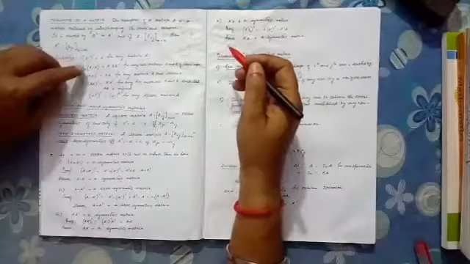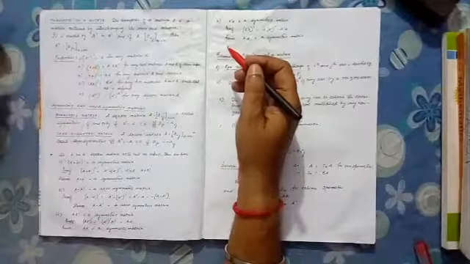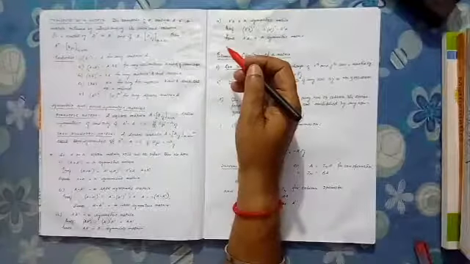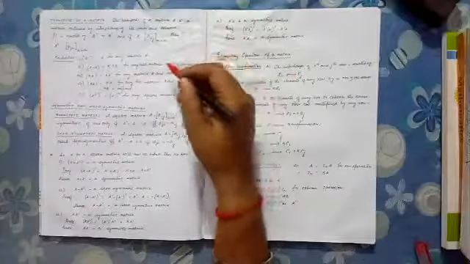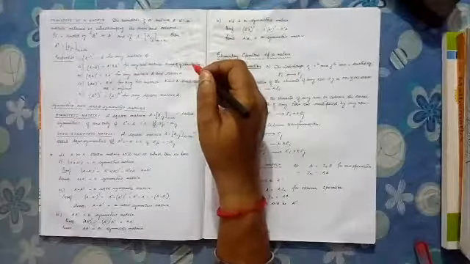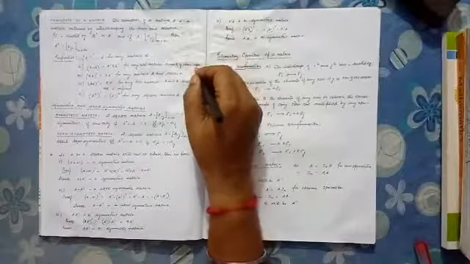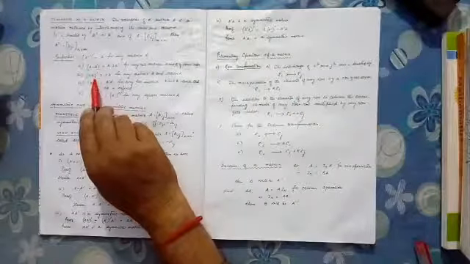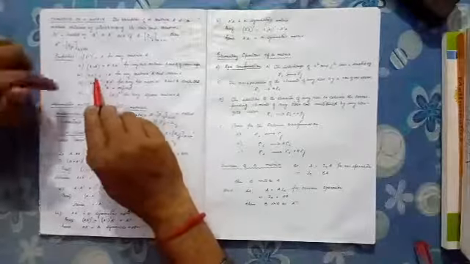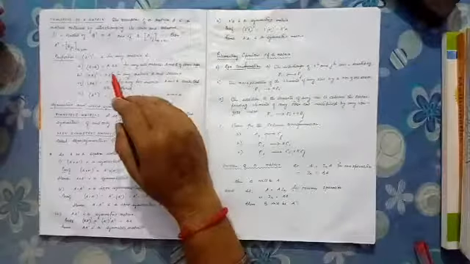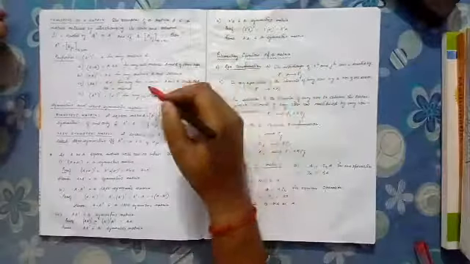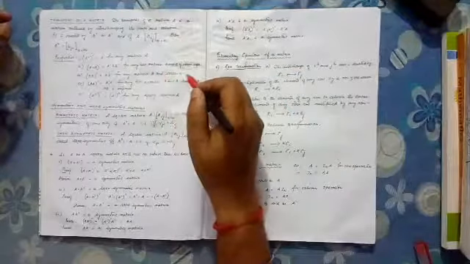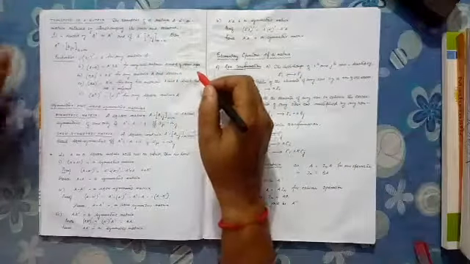Second property, A plus B whole transpose is equal to A transpose plus B transpose for any two matrices A and B of same order, otherwise they cannot be added. Next, K A whole transpose, that is K into A transpose, for any matrix A and scalar K. K is a scalar, a number.